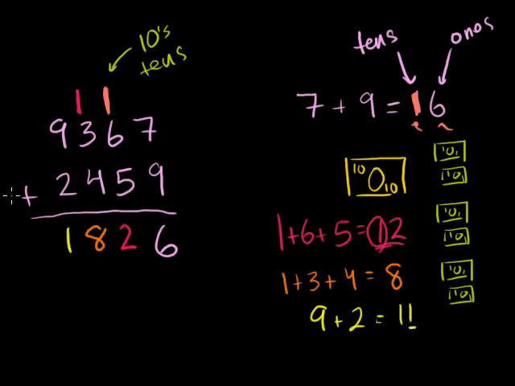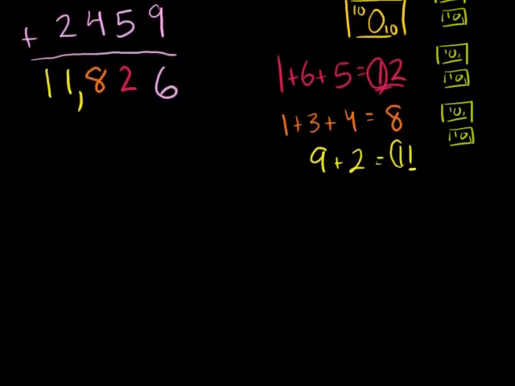I write this one. And then if there was anything left here, I would carry the tens, or the other one, the one in the tens place in 11. I would carry it. But there's nowhere to carry it to. So I write it down just like that. So 9,367 plus 2,459 is 11,826. And I just put that comma there because it's easier for me to read.